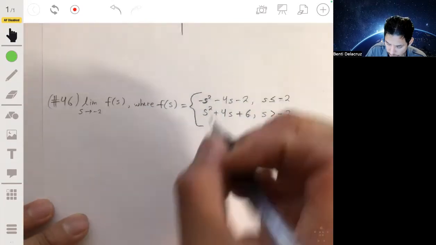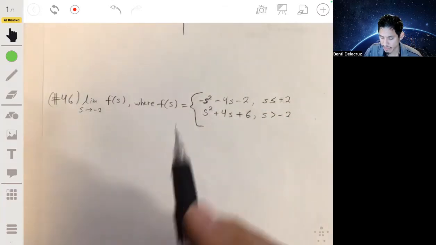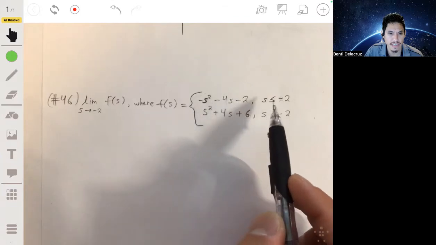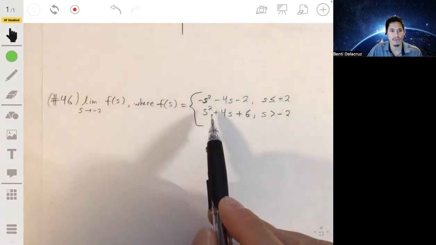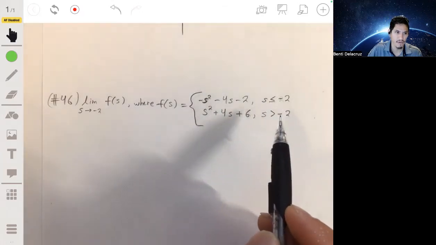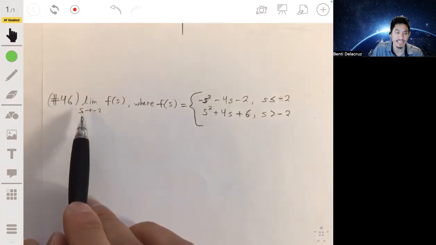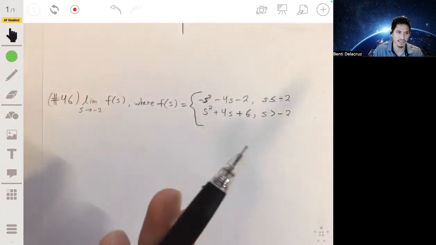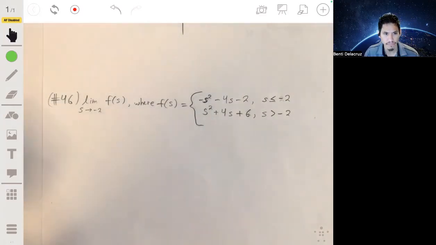Let's go through one more. Here we have another piecewise function where f of s is equal to negative s squared minus 4s minus 2 when s is less than or equal to negative 2. And it's then equal to s squared plus 4s plus 6 when s is more than negative 2. And we're trying to find just the limit as s approaches negative 2. So we're not looking for any specific side, not the right side or left side.